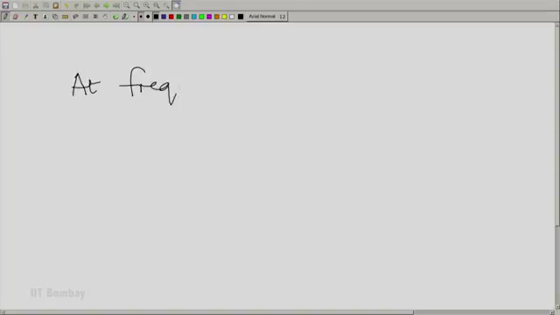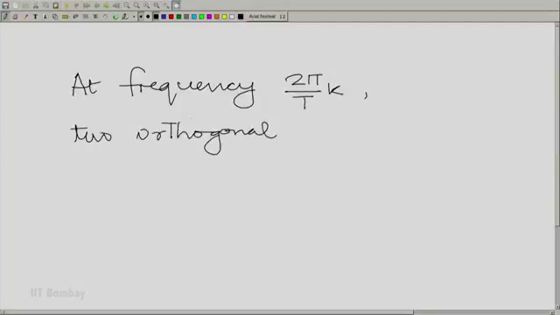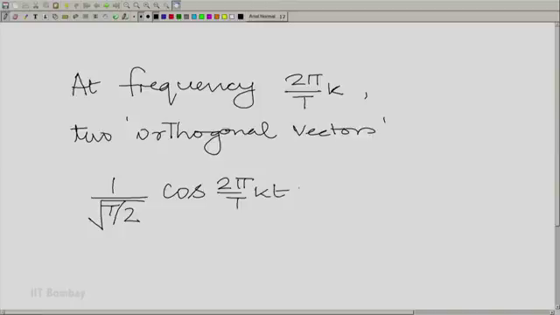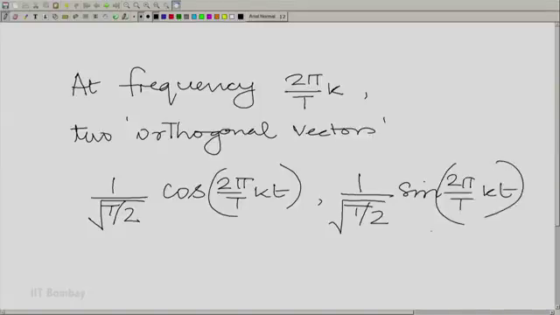And let me just put down the two orthogonal vectors that we had identified at that frequency. Let us write them down explicitly. So, we said that at the frequency 2 pi by T times k, there are two orthogonal vectors, so to speak, which are 1 by square root of T by 2 cosine of 2 pi by T times k small t, and 1 by square root of T by 2 sine 2 pi by T kt.